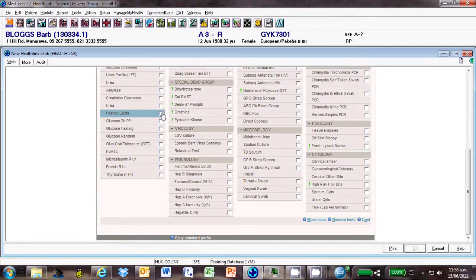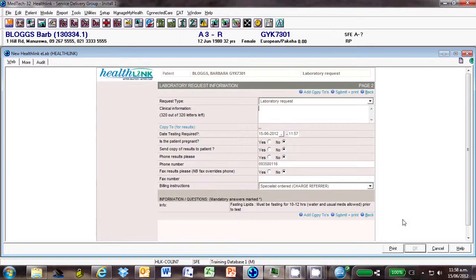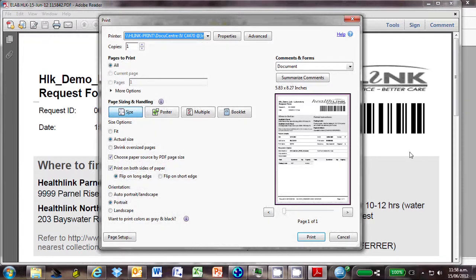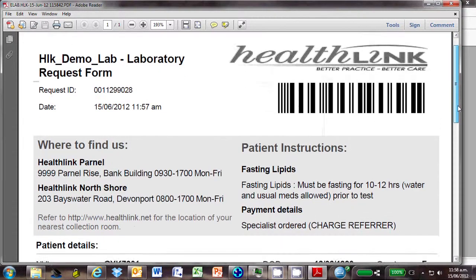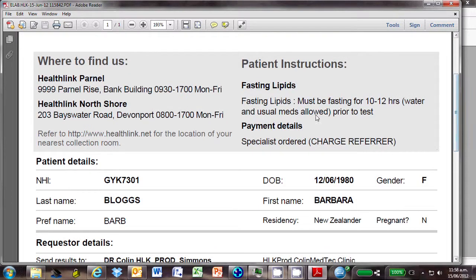The other part that's really great is that if there's any tests that require special activities from the patient, so to speak, so if they have to fast or they have to change their diets or all those sorts of things, those things come up automatically printed on the form. So I can just tick fasting lipids or whatever else that I want to get done, and there'll be little instructions for the patient about what they should be doing.